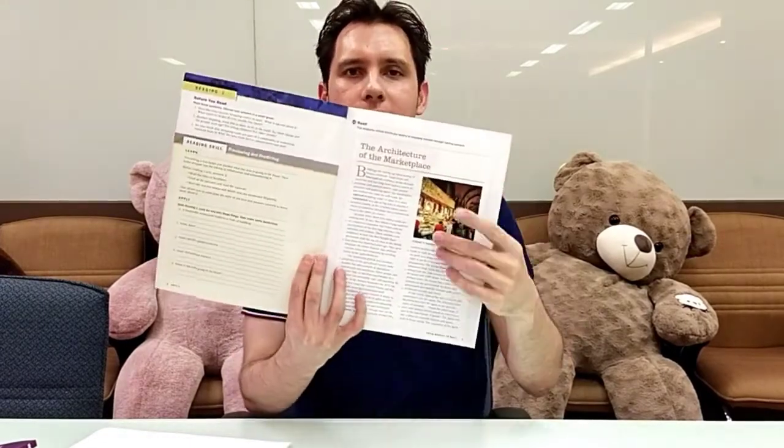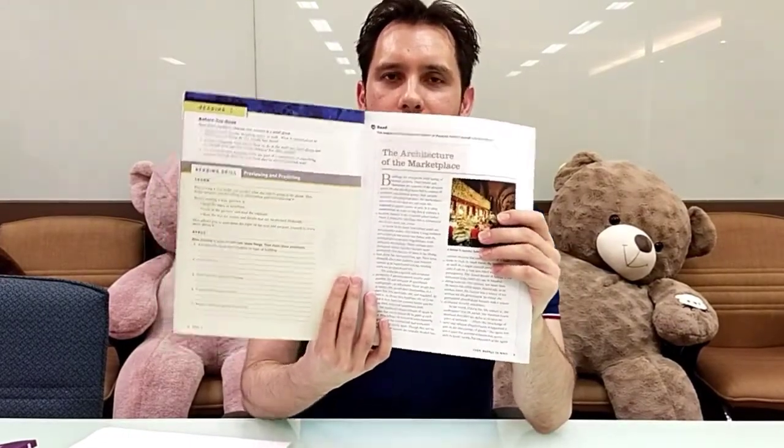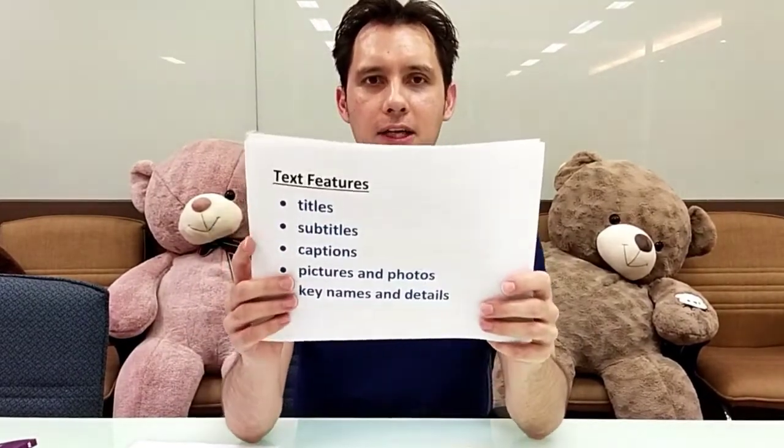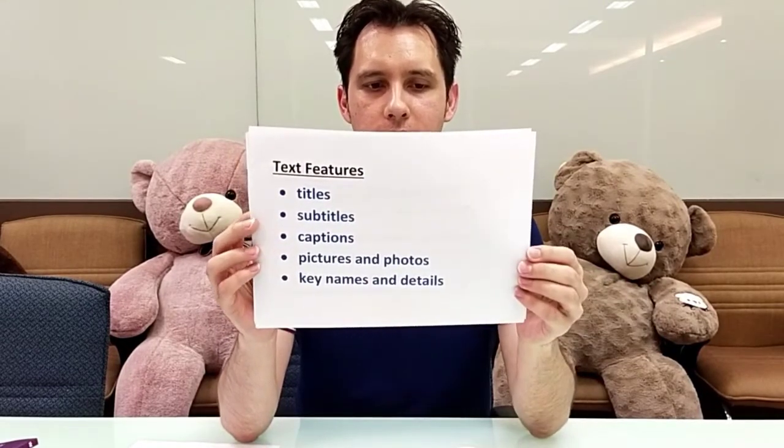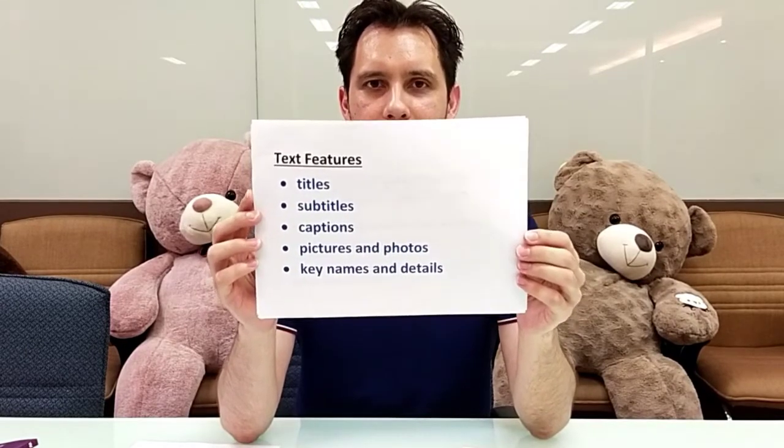For the reading skill, you can see it on page 2 in your book. Then you can see the text reading itself, entitled The Architecture of the Marketplace. This is the reading that you will read for Unit 1. When you preview and predict, this is what you look at: titles, subtitles, captions, pictures and photos, and key names and details.